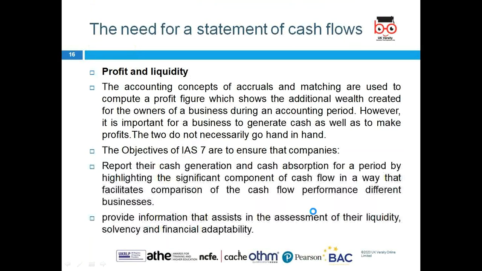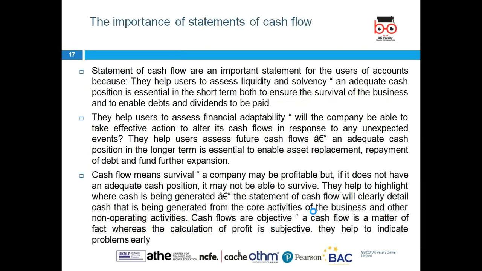So that's what is meant by profit and liquidity. The accounting concept is the accrual basis, which we learned in the last lesson. We record income and expenses on that basis, but the cash flow is the real crucial thing. That's why cash flow is so important. The cash generation and the cash absorption for the period highlight significant components in the cash flow. That facilitates the comparison of cash flow performance and provides information to assist in the assessment of liquidity, solvency, and financial adaptability.